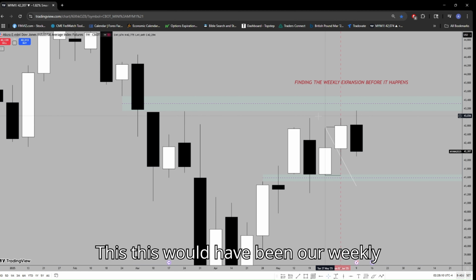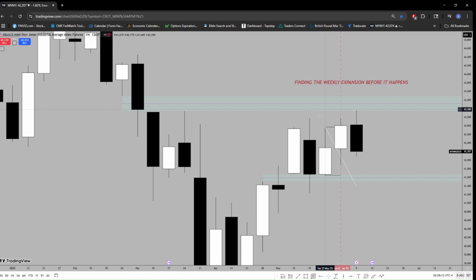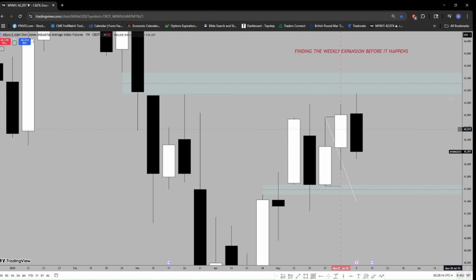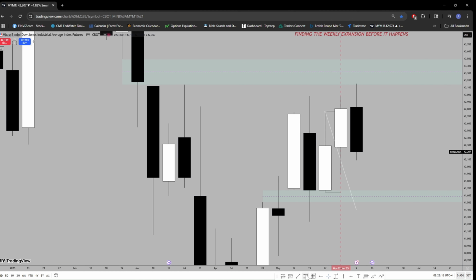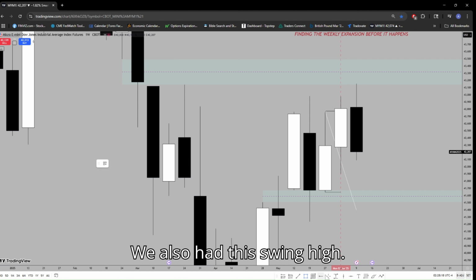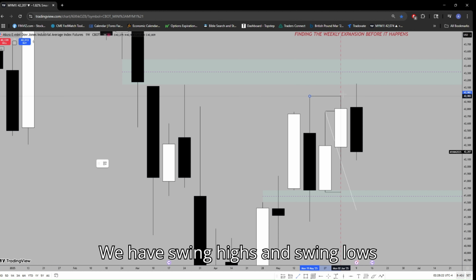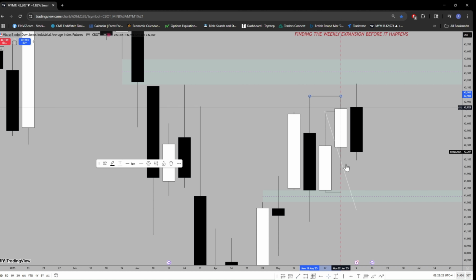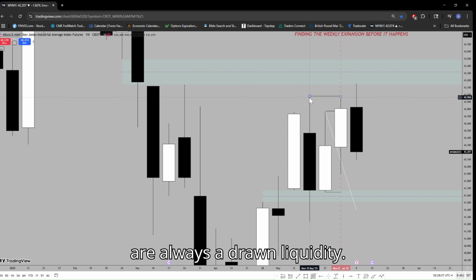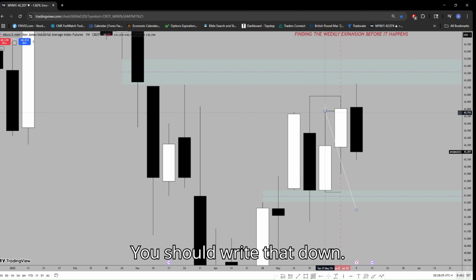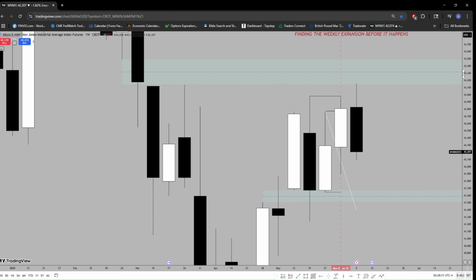This would have been our weekly draw on liquidity. We also had this swing high. Swing highs and swing lows are always a draw on liquidity. You should write that down.